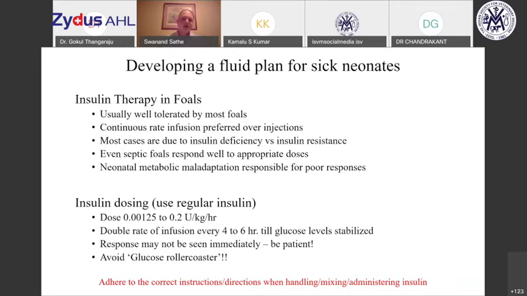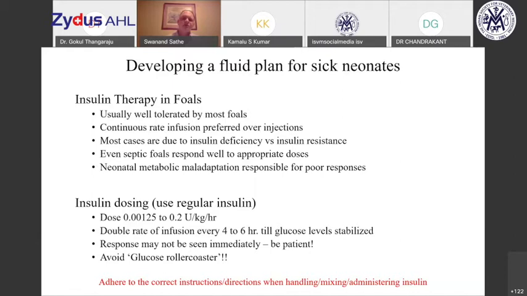So insulin therapy is kind of a gray area, especially among a lot of practitioners. We have students that graduate and become practitioners, and a lot of them are very wary of using insulin. They are afraid that they might push more and crash the foal. However, most foals actually tolerate insulin therapy really well. You need to give them a continuous rate infusion, or CRI, instead of giving them bolus injections, right?